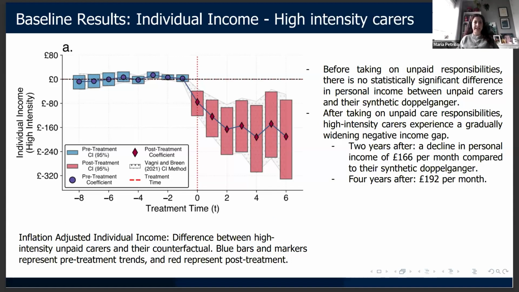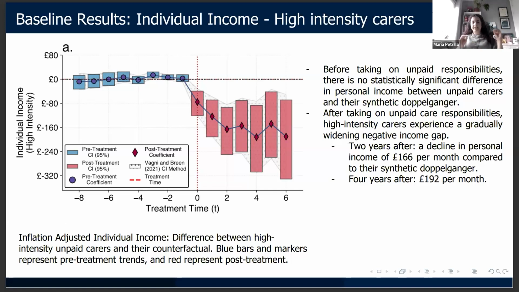And in here, you can see basically the difference between the average individual income for high intensity carers compared to the average individual income of their doppelganger over time. Now, the red dashed line marks the onset of becoming an unpaid carer. This is our year 0.